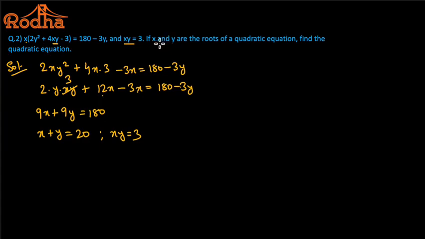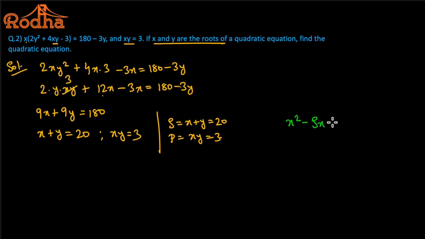So I know that x and y are the roots of the equation. We have studied this, right? We have got sum of roots as x plus y is 20, and product of roots as x into y is equal to 3. So you know that there is a quadratic equation with sum of roots and product of roots. How do we write this? x square minus sx plus p is equal to 0. That's the quadratic equation with sum of roots and product of roots. So we can simply replace here.